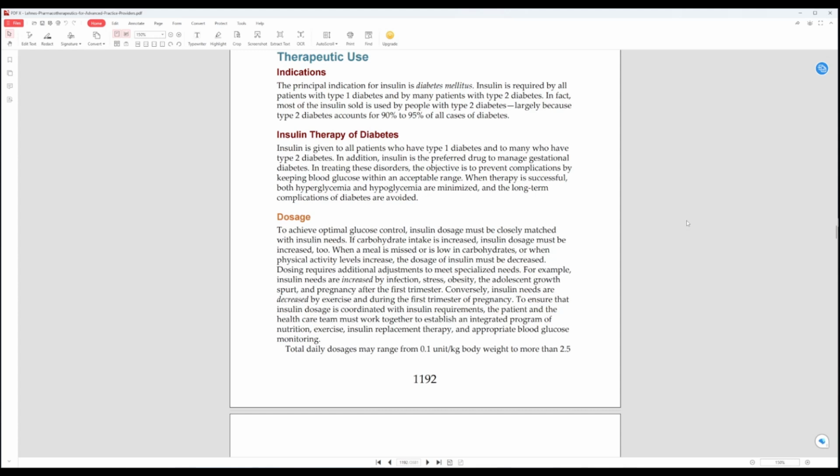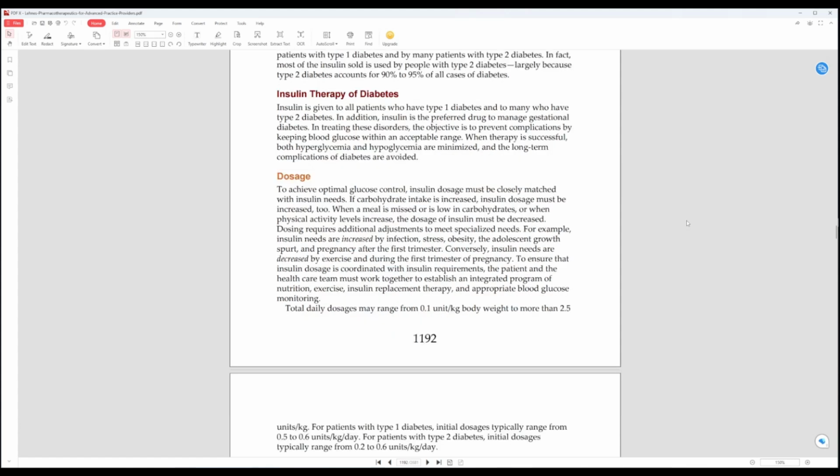Insulin therapy for diabetes. Insulin is given to all patients who have type 1 diabetes and to many who have type 2. In addition, insulin is the preferred drug to manage gestational diabetes. In treating these disorders, the objective is to prevent complications by keeping blood glucose within an acceptable range. When therapy is successful, both hyperglycemia and hypoglycemia are minimized, and the long-term complications of diabetes are avoided.